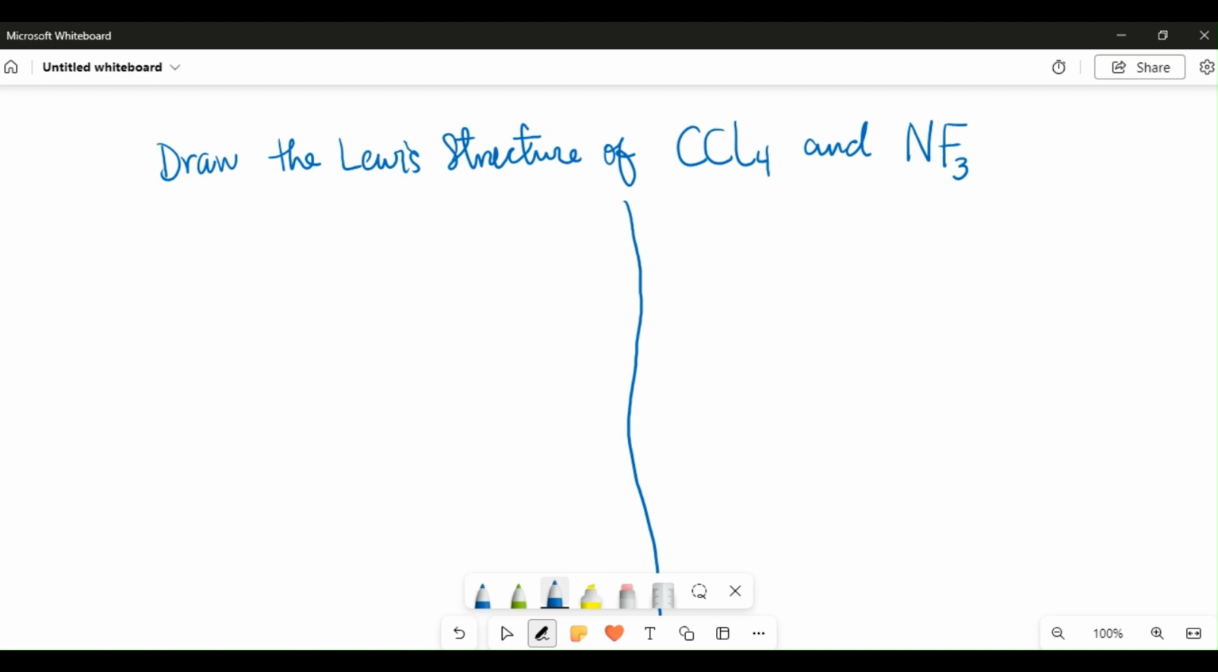The important thing I need to tell you guys is this is mainly for practice purposes, and we're going to be doing a bunch of questions in more videos coming soon. So we've got CCl4, and we're supposed to draw the Lewis structure of this.